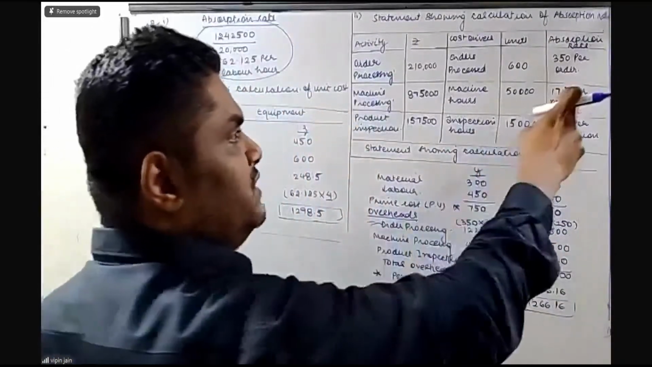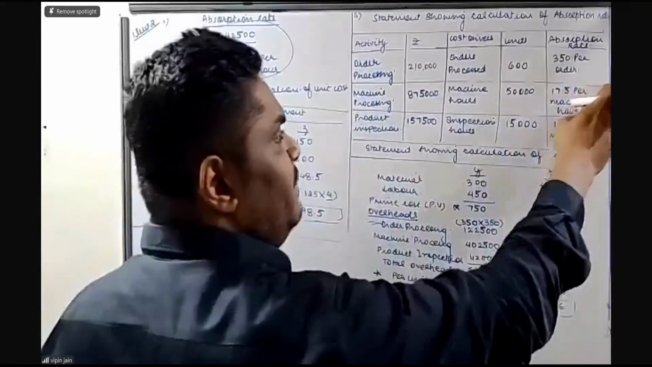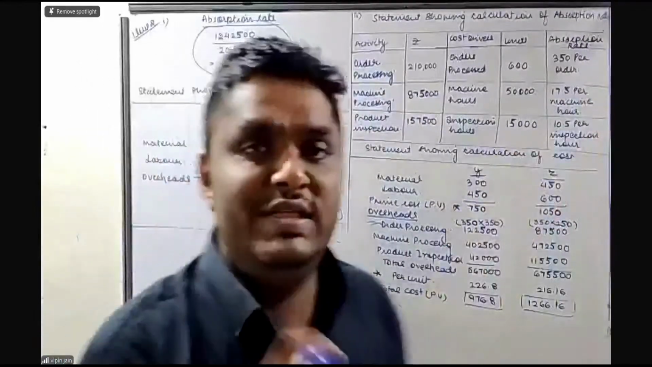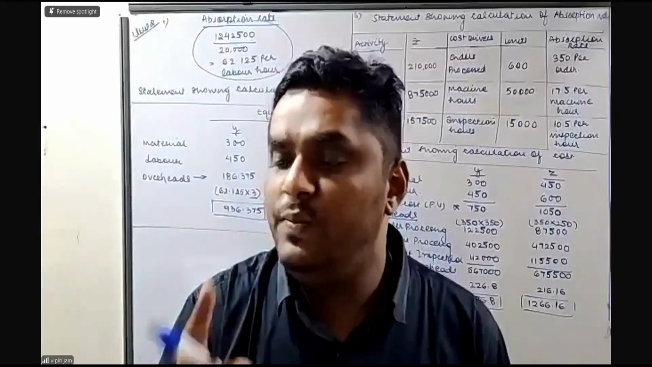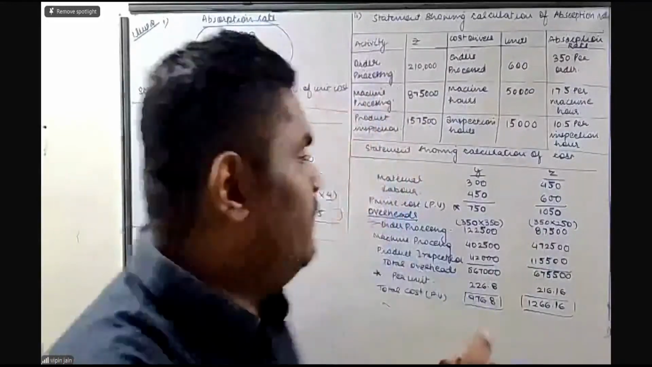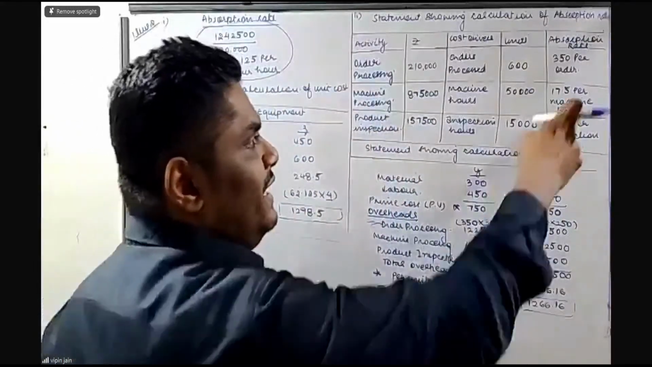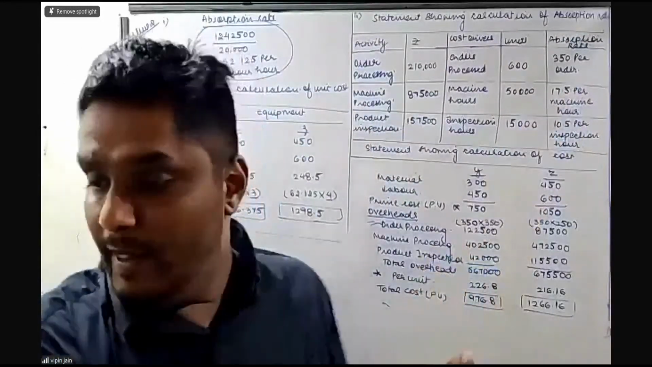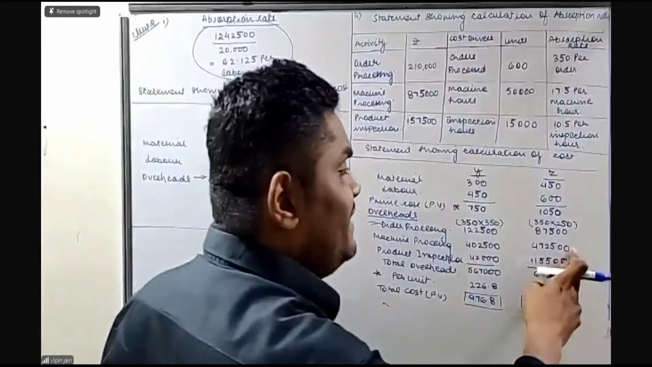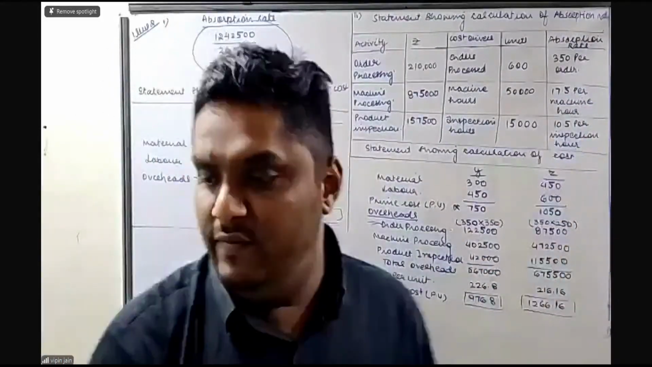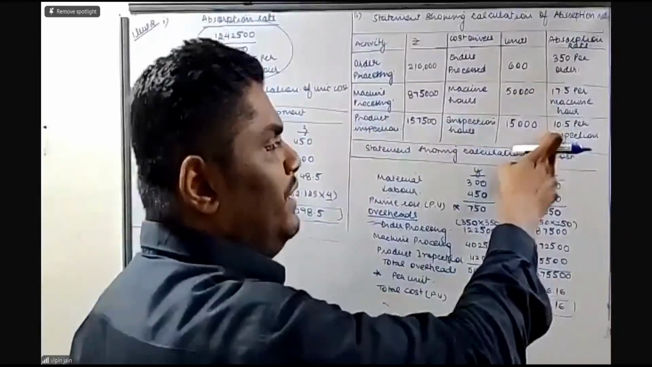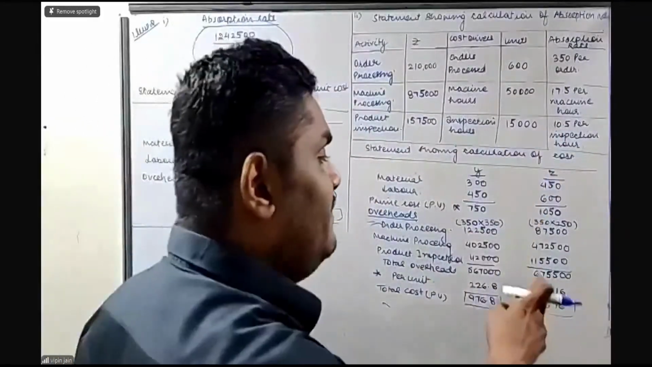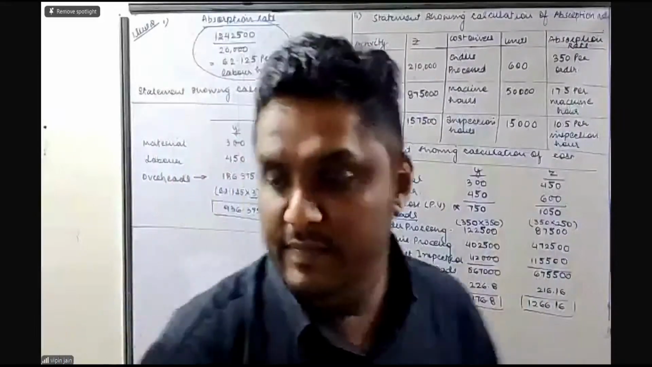Again, when talking about machinery processing, it is 17.5 per machine hour. So 17.5 for every machine hour, and machine hours worked is 23,000 in case of Y. So 23,000 into 17.5 and 27,000 into 17.5. And similarly, inspection also: 4,000 into 10.5 and 11,000 into 10.5.